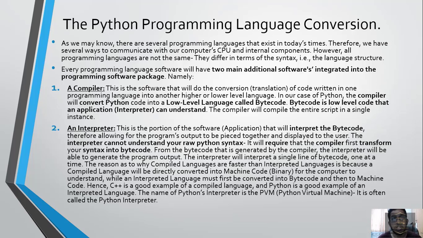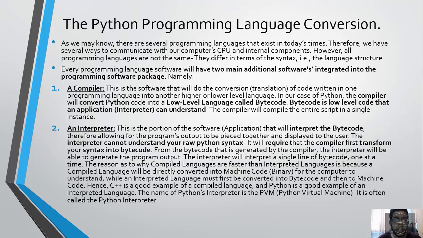Every programming language software will have two main additional softwares integrated into the programming software package, namely, number one, a compiler. This is the software that will do the conversion, translation of code written in one programming language into another higher or lower level language. In our case of Python, the compiler will convert Python code into a low level language called bytecode. Bytecode is low-level code that an application interpreter can understand. The compiler will compile the entire script in a single instance.